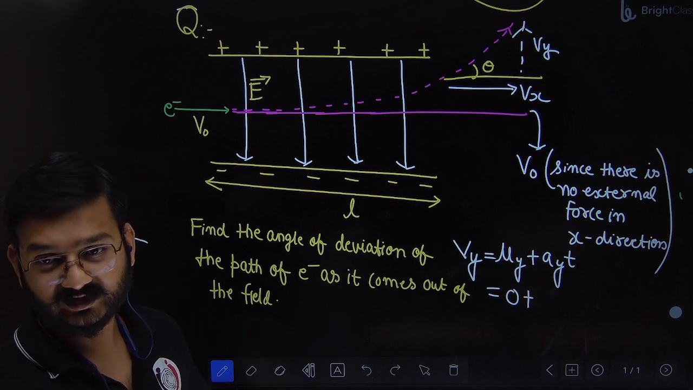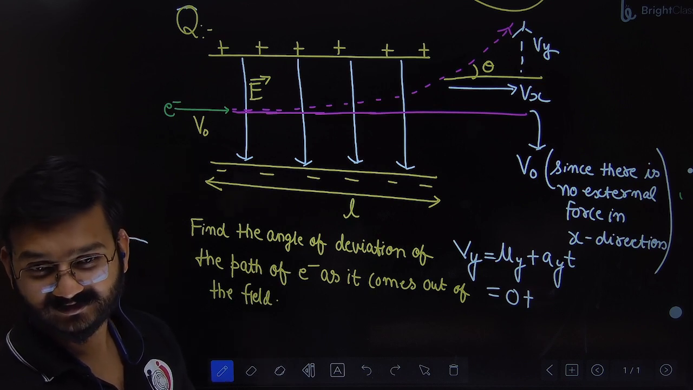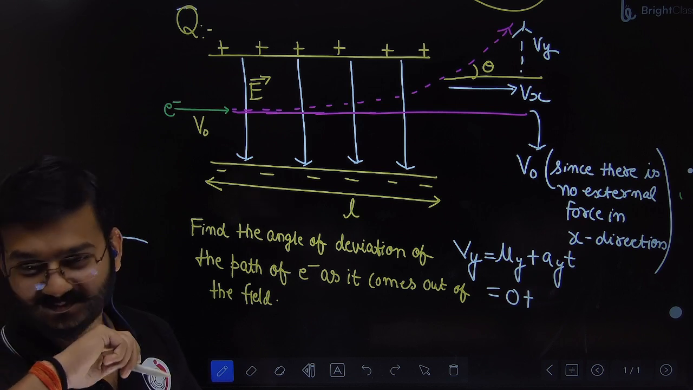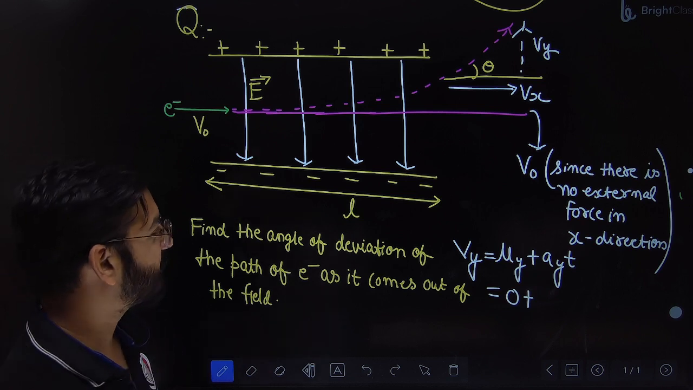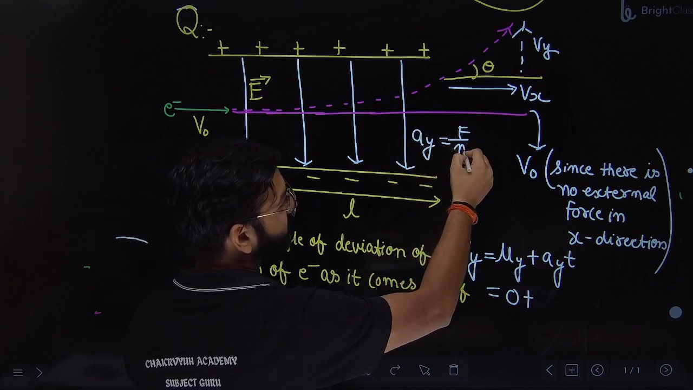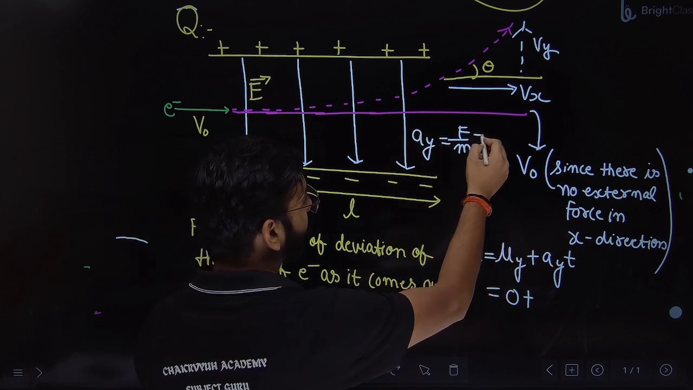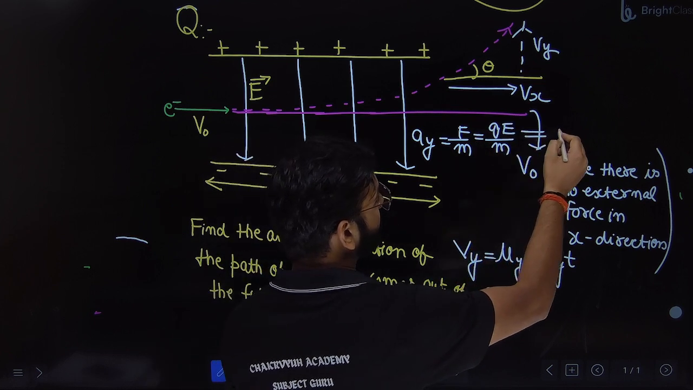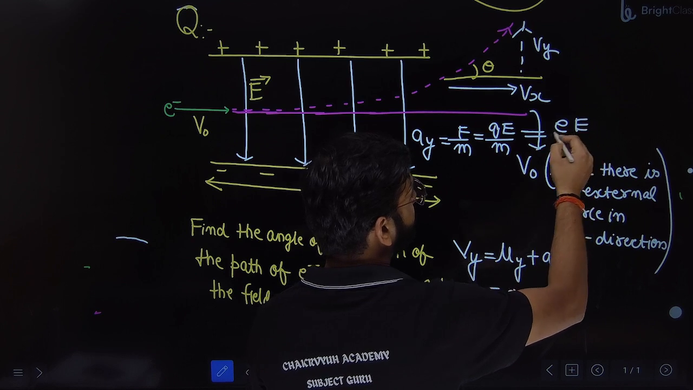Now, what is the acceleration in y direction? Force by mass. So who is applying force? Electric field. So what will be the force? Q into E, QE. QE by M. And what is the charge? Electron. So the acceleration is capital E by M.